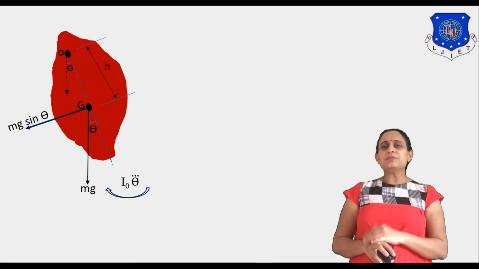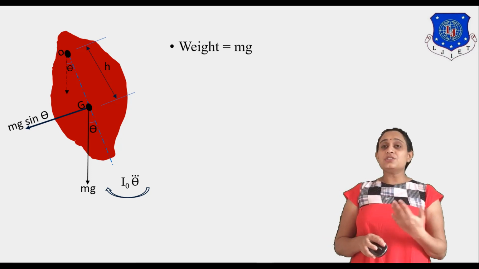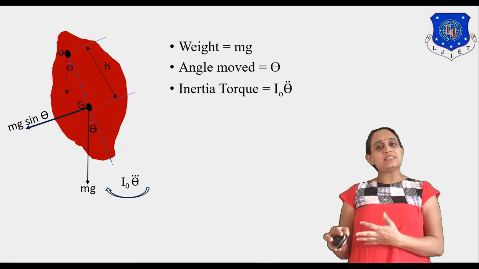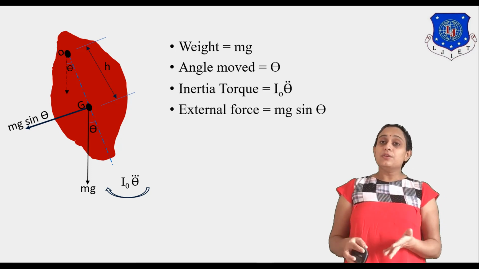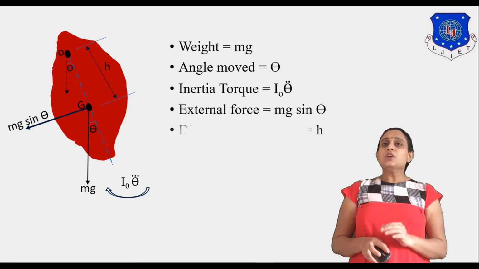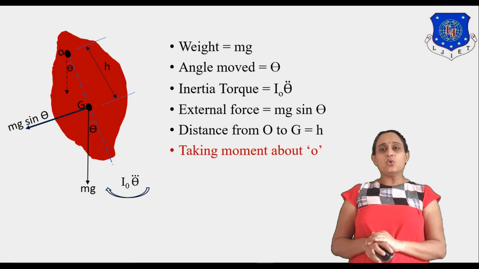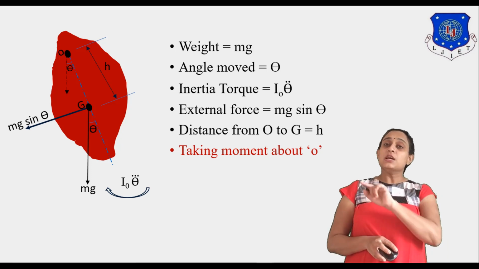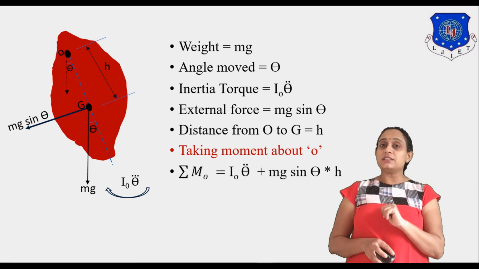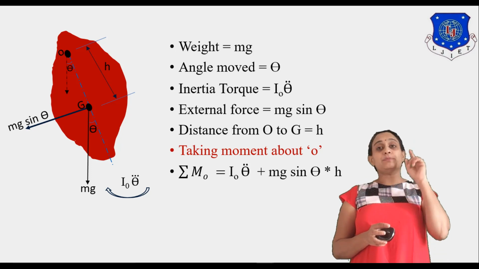For this system, the weight is m into g, the angle moved is theta, the inertia torque is I0 theta double dot, and the external force is mg sine theta, which is due to the weight. So by taking moment about O, what is our equation? It is I0 theta double dot, plus the force mg sine theta, but that is a force, not a moment. We need to calculate the moment with respect to point O.